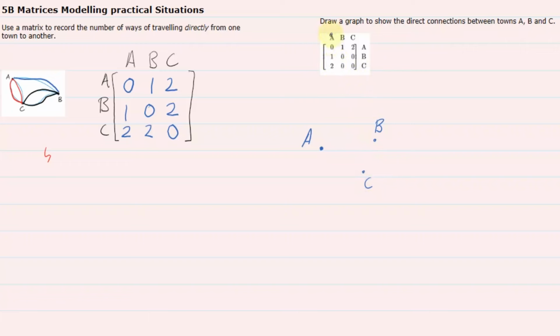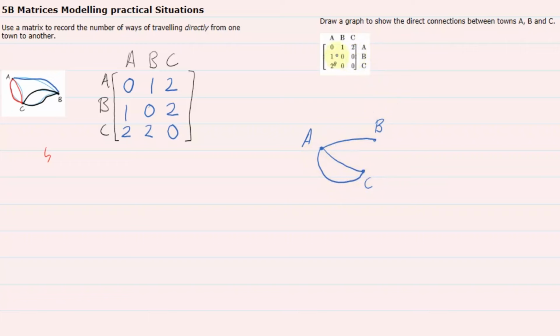So let's read down from town A. Town A has 1 connection to town B, so we can go right there. Town A has 2 connections to town C. Doesn't matter which way, as long as we show 2 connections. There. Town B has 1 connection to town A, we've already shown that, and no connections to town C, so there's none down here for that one. Town C has 2 connections to town A, we've shown that here, 1, 2, and no connections to town B.